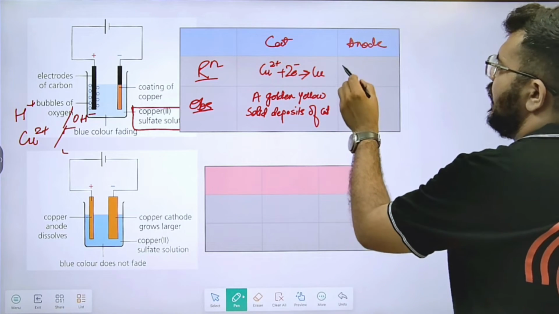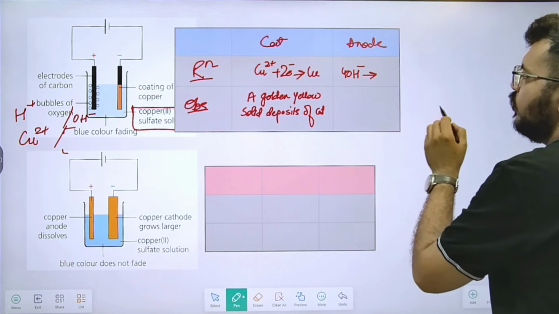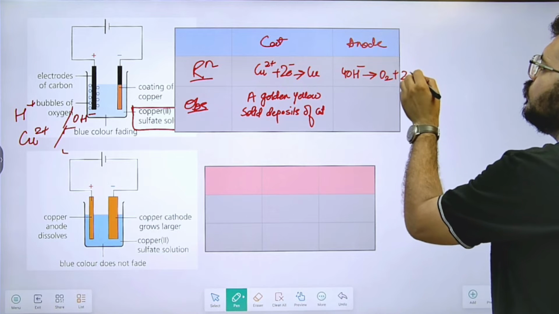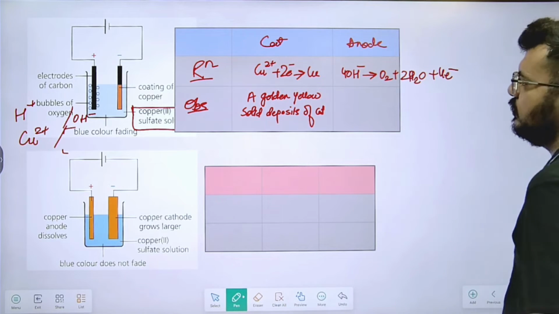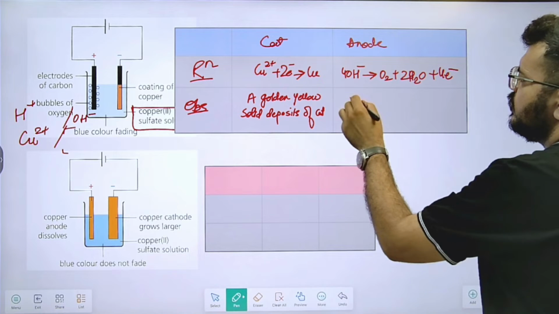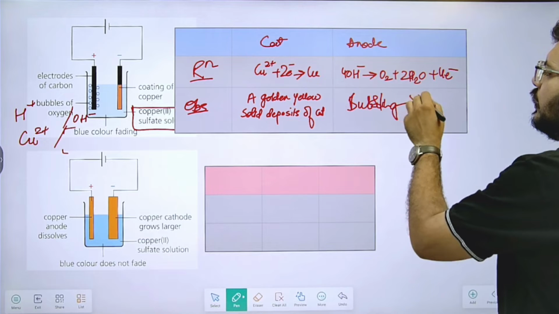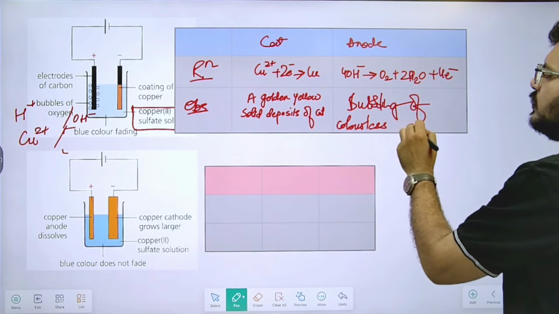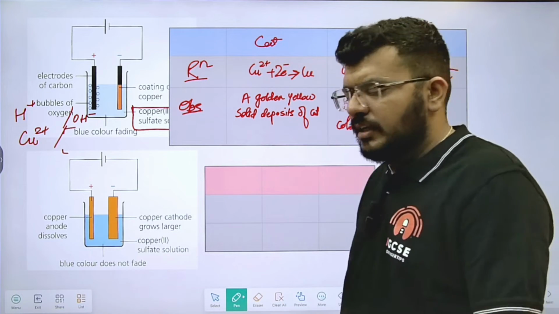Okay. So at anode, same old reaction that we are made to remember. 4OH minus gives O2 plus 2H2O plus 4 electrons, right? What would you observe? You would observe bubbling of colorless gas, right? Bubbling of colorless gas.